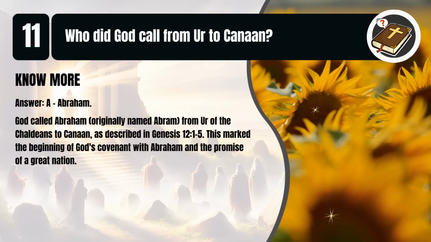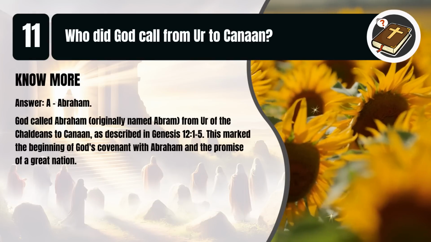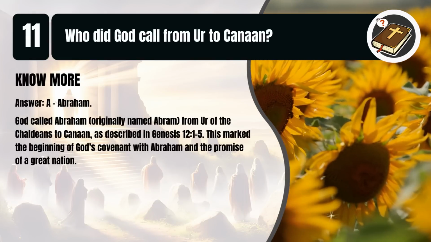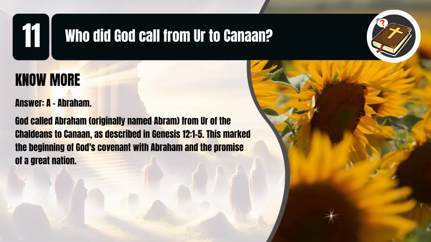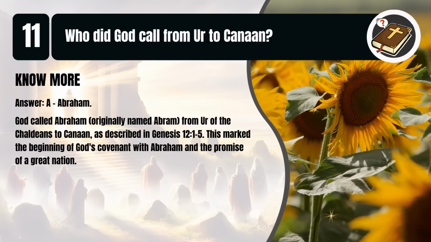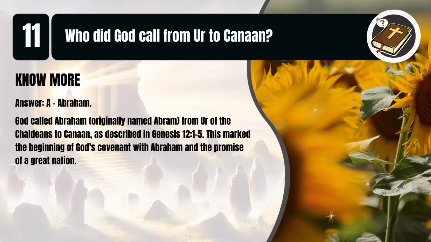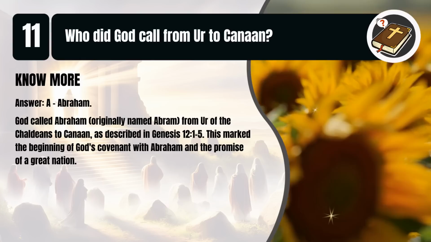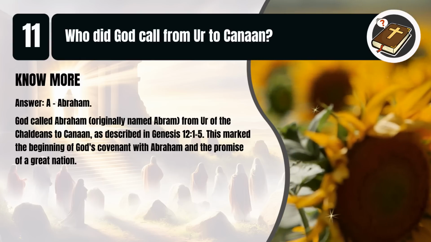That's A. Abraham. God called Abraham, originally named Abram, from Ur of the Chaldeans to Canaan, as described in Genesis chapter 12, verses 1 to 5. This marked the beginning of God's covenant with Abraham and the promise of a great nation.